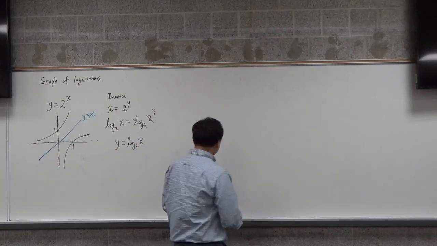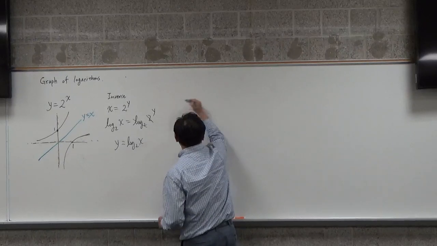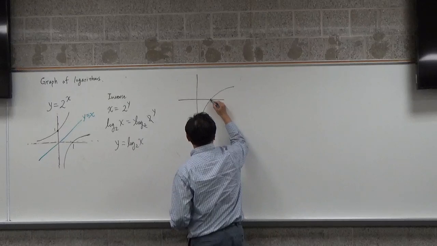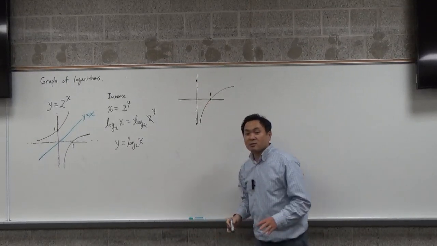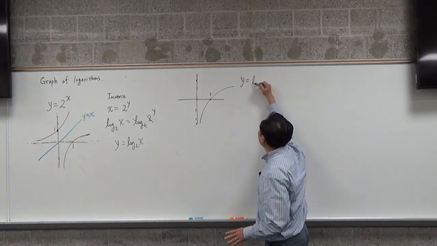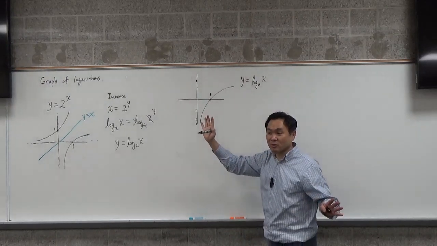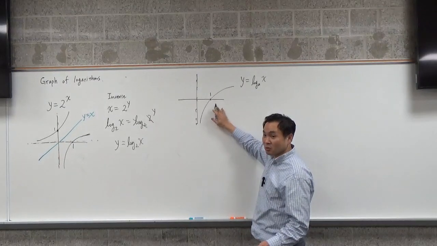So the end result is that you have a graph that looks like the following. You have a graph that looks like this, where this point is 1 and you have this. And this is the shape of y equals log base a of x for any a that's greater than 1. As long as a is greater than 1, this will be the shape that you're going to witness.